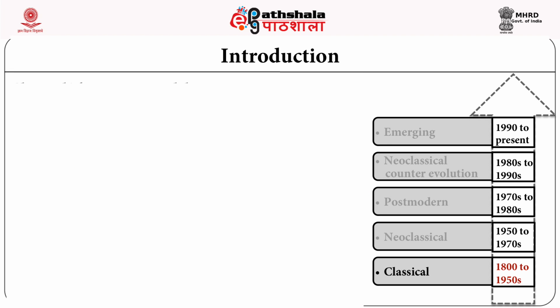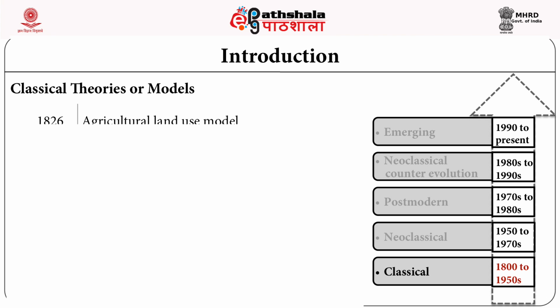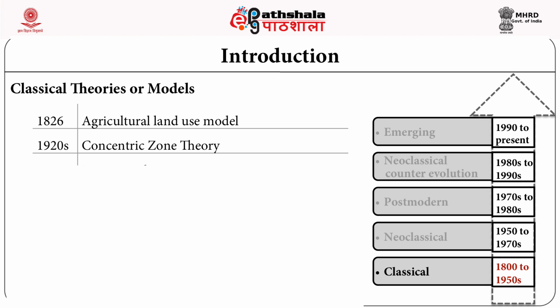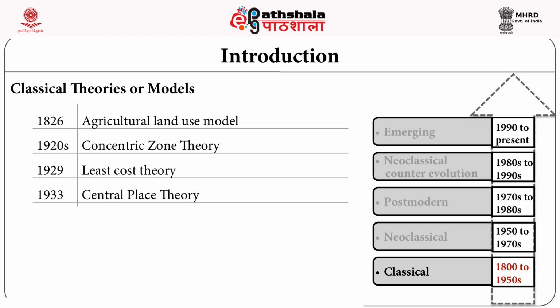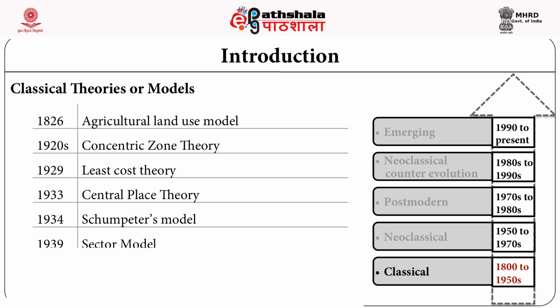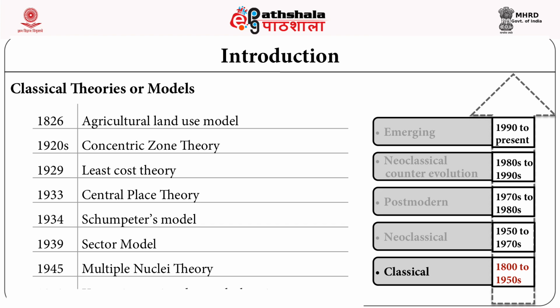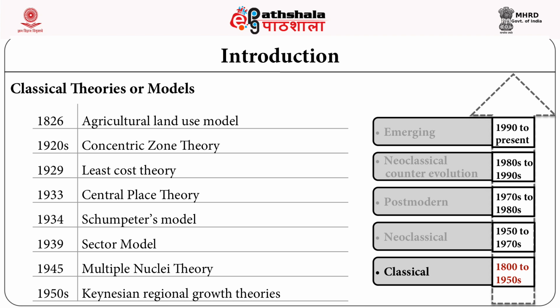Now, when we come to these classical theories or models, as you can see listed here, we have the agricultural land use model in 1826, then the concentric zone theory in the 1920s, the least cost theory in 1929, the central place theory in 1933, Schumpeter's model in 1934, in 1939 the sector model, in 1945 the multiple nuclei theory, and in the 1950s Keynesian regional growth theories.